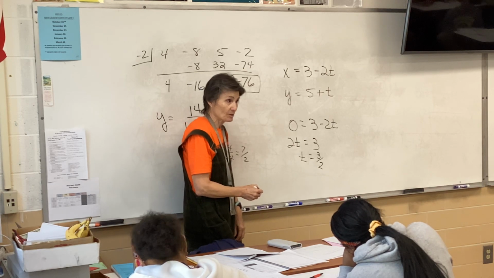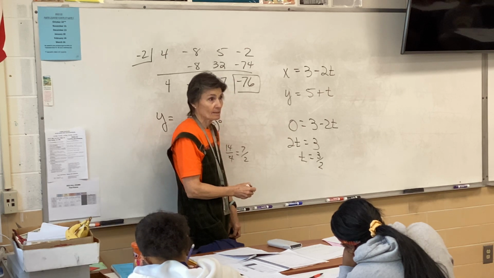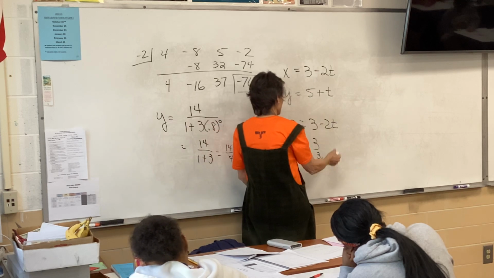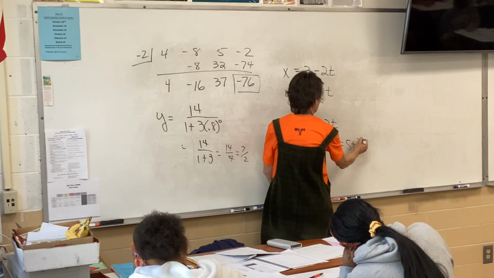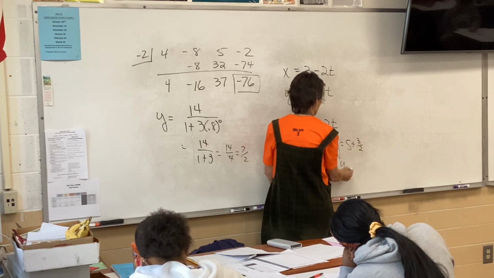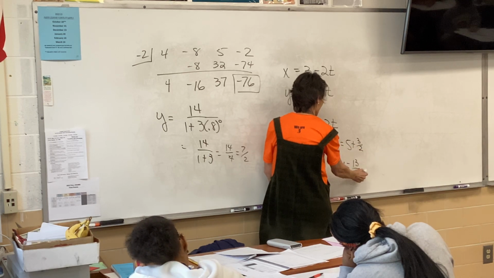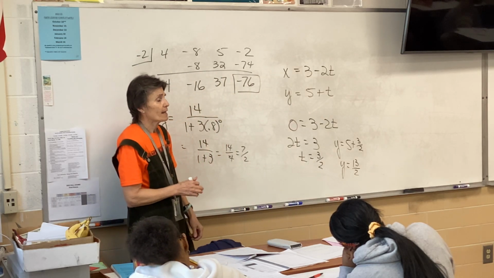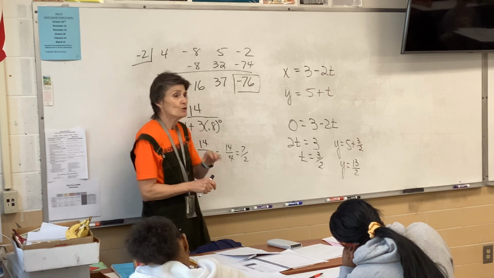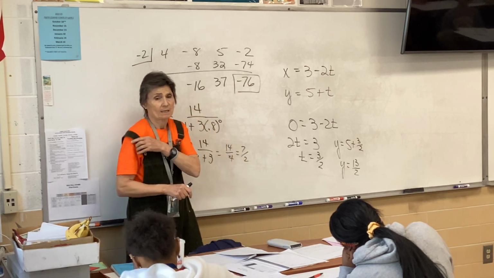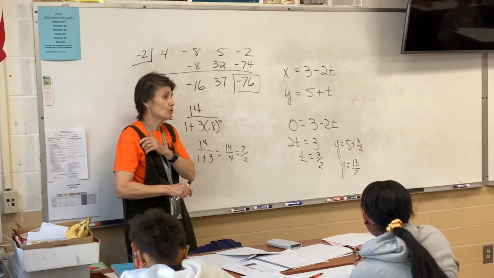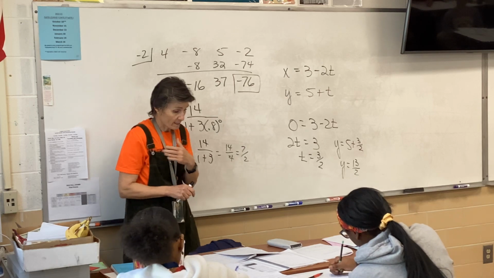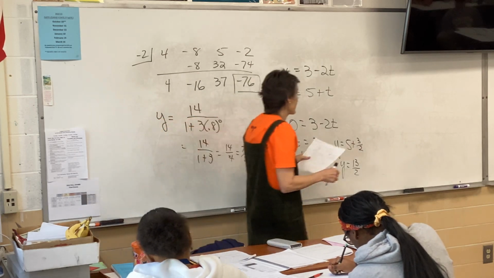But I need a y value. I need the y-intercept. So now what am I going to do? Plug in 3 halves right here. So my y-intercept is 6.5 or 13 halves. To find a y-intercept, no matter what kind of equation you have, you let x be 0. Always. Okay?